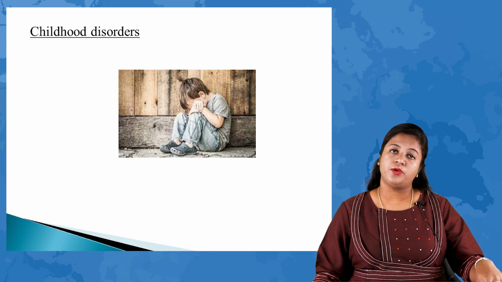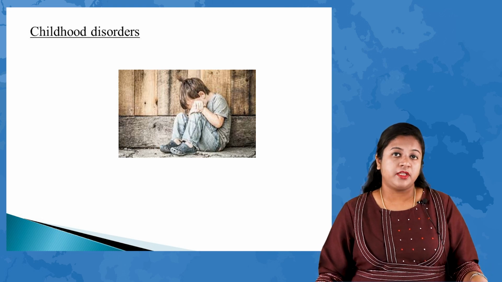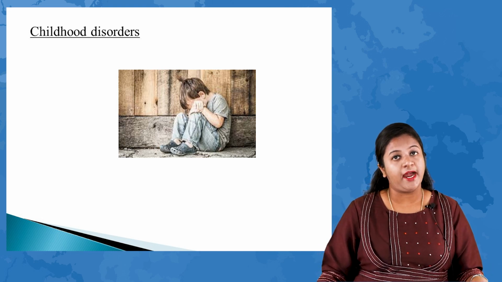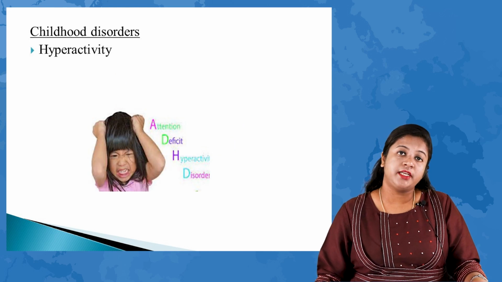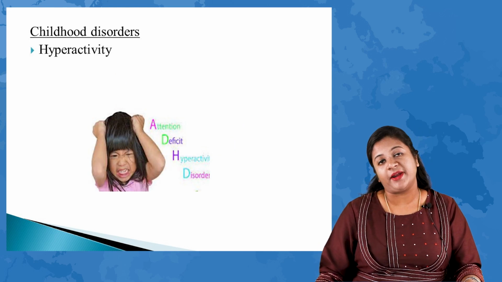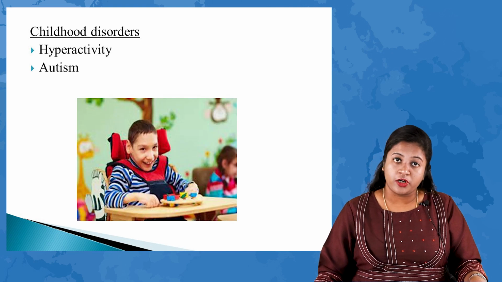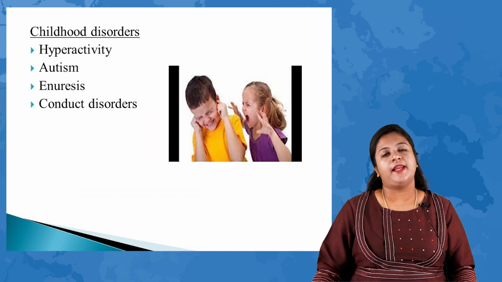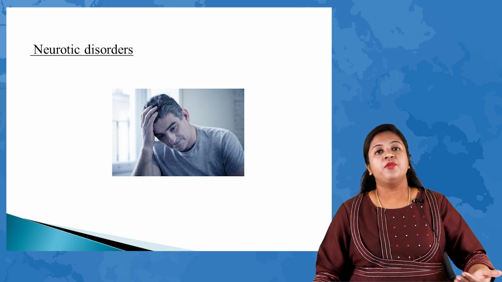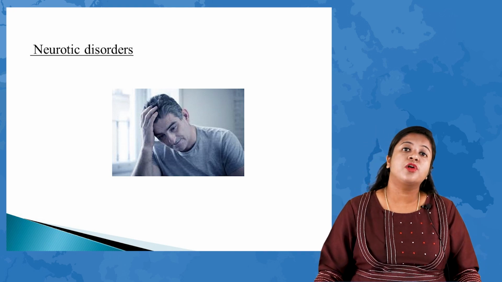So in childhood, what are the conditions where this antipsychotic group of drugs can be administered? Number one, it is given in ADHD, attention deficit hyperactivity disorder, childhood autism, enuresis, as well as conduct disorders. Moving on to the next, the neurotic disorders.